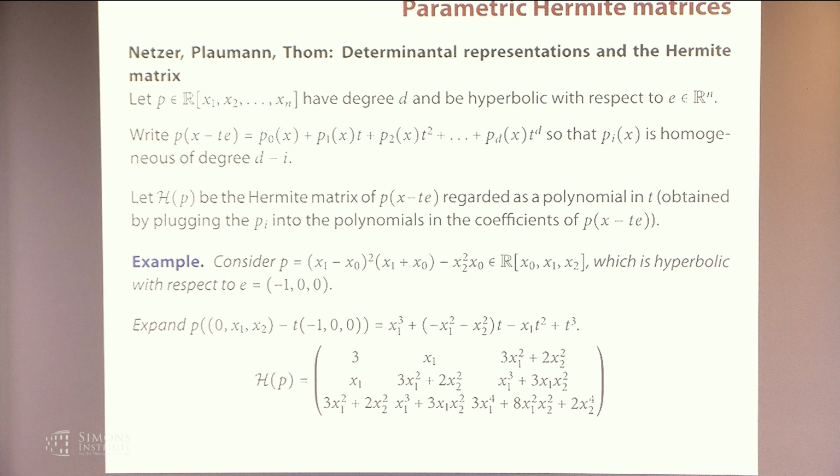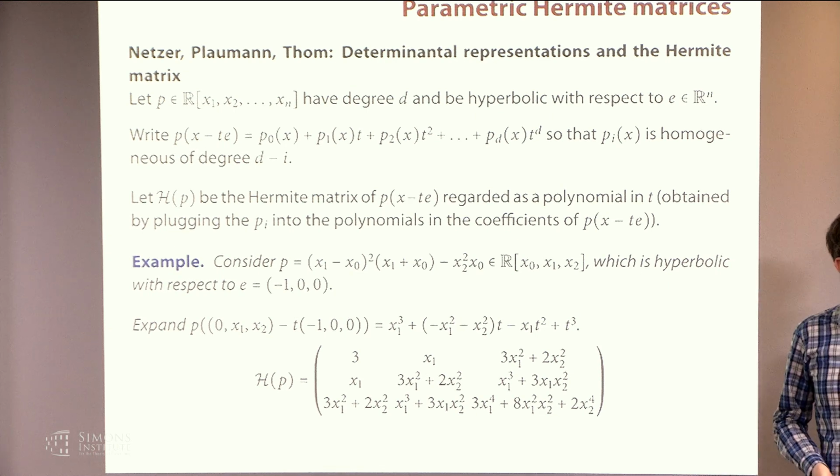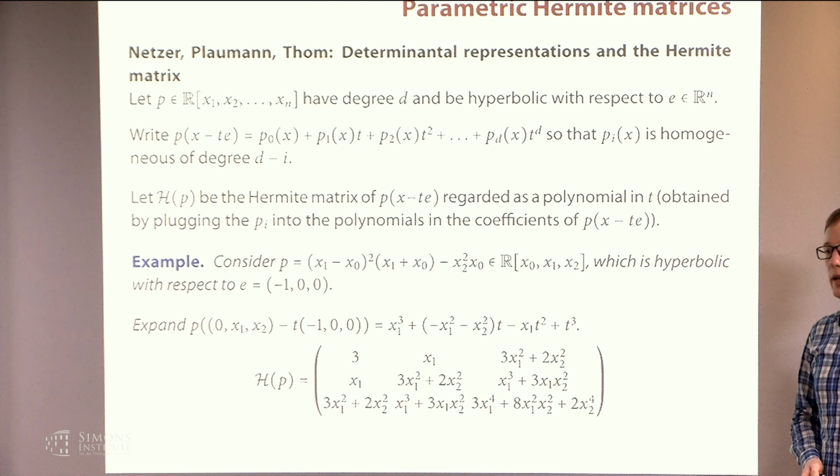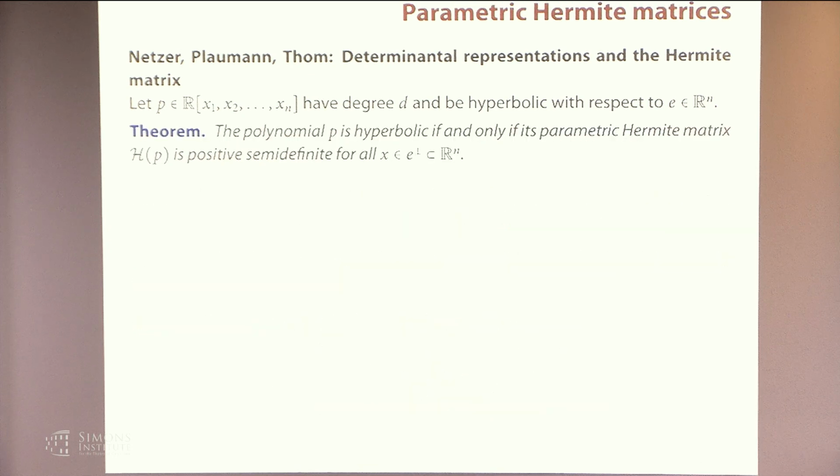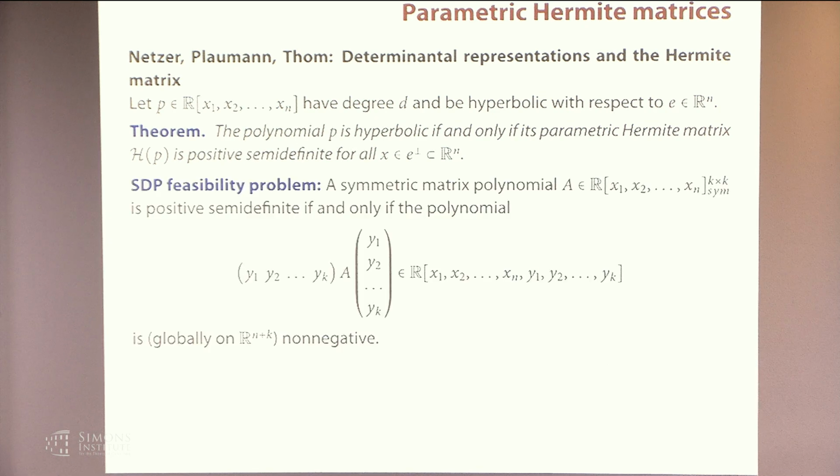And so you get this matrix, and you would like to know if this matrix is positive semi-definite for every value of x1 and x2. It's hard to test, but it's a possible way to test hyperbolicity in a given direction. So here's the theorem. That's really just applying the Hermite-Sylvester theorem to these parametric Hermite matrices. So how do you test such a thing?